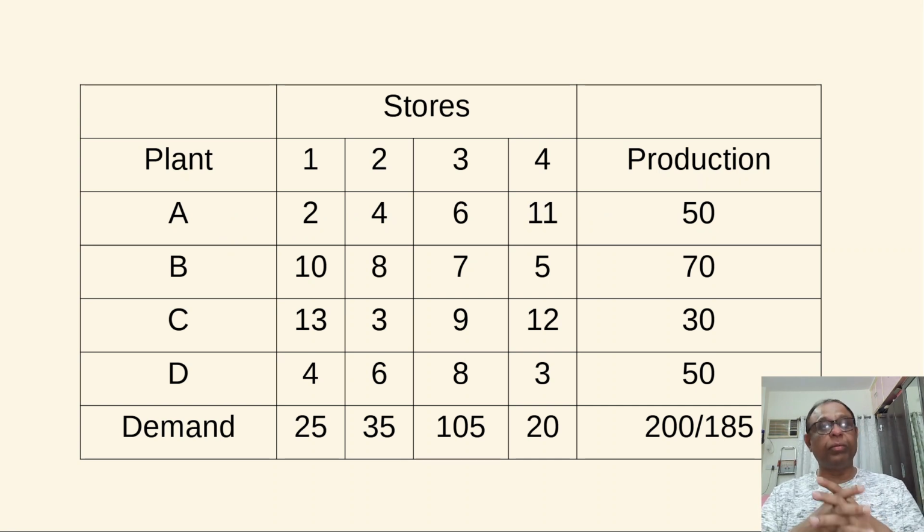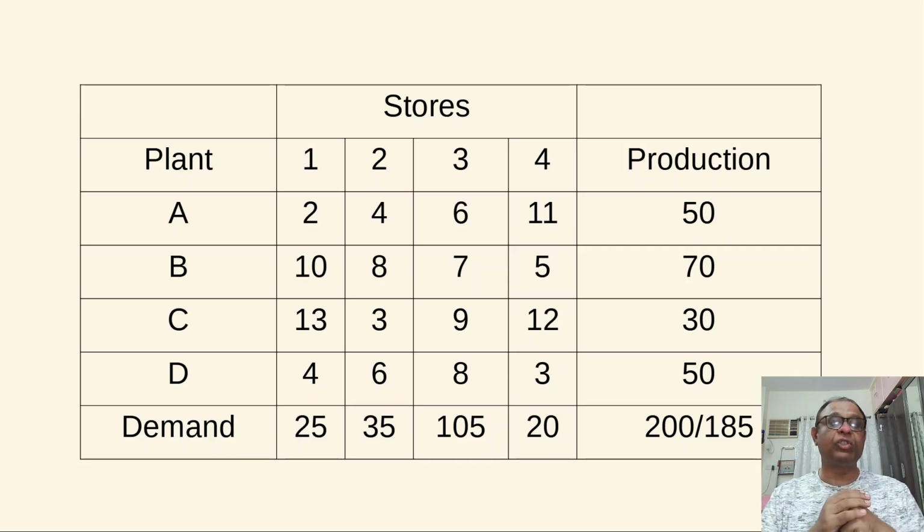So here we are, the problem is on your screen. We have plants A, B, C, D. That is, we have 4 plants. Their production capacities are given on the right. That is, in the rightmost column, you have the production capacities. Plant A has a production capacity of 50, plant B 70, plant C 30, and plant D 50.